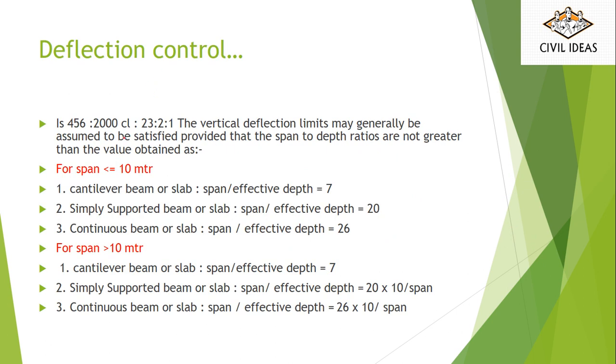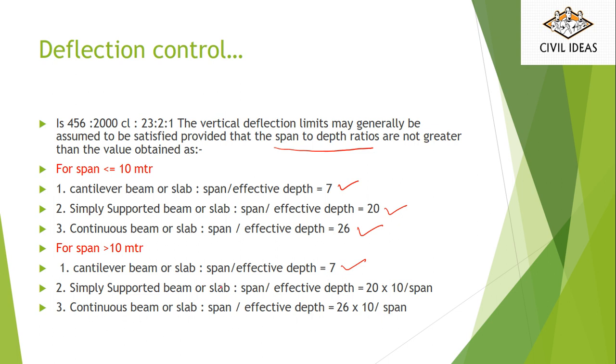Now deflection control, as per IS 456 2000 clause 23.2.1, vertical deflection limits may generally be assumed to be satisfied provided that the span to depth ratios are not greater than the obtained values. For example, for a span less than 10 meters: for a cantilever beam or slab, span by depth is equal to 7. For a simply supported beam or slab, span by depth ratio is 20, and for continuous beams or slabs, span by effective depth is 26. Now, if the span is greater than 10 meters, for a cantilever beam or slab, the span by depth is 7 as above.